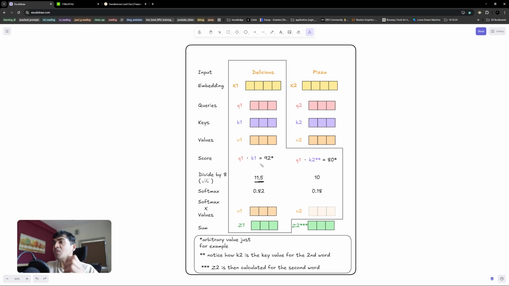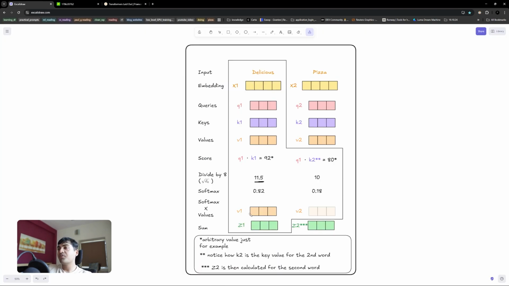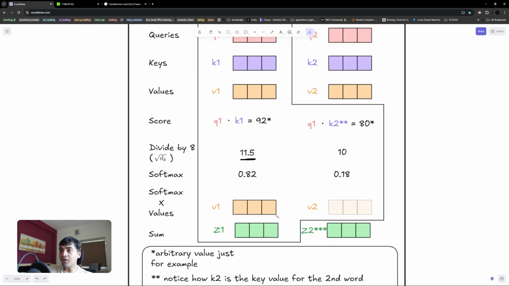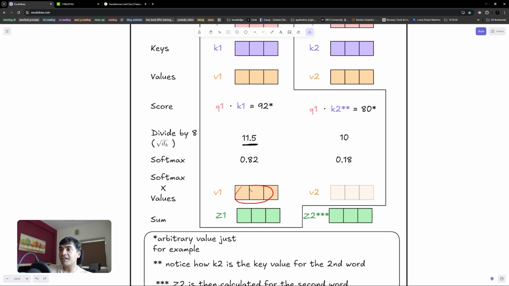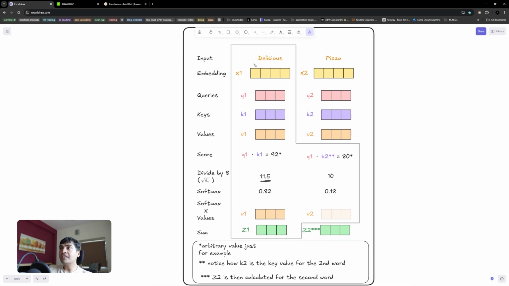Okay, so we calculate the softmax and then we multiply that by the V vector. This softmax is multiplied by V1, this softmax is multiplied by V2. Now if you have a look, you can see this is a darker color and this is a lighter color. So it basically is telling me that for this embedding, this value has more information than this. So this is more correlated than this.